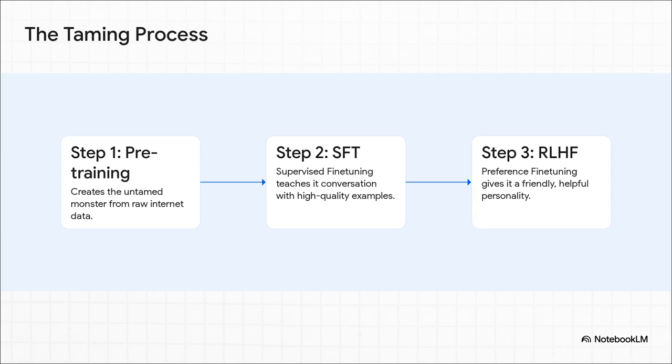This taming process happens in a few stages. First, they give it tons of high-quality examples of good conversations to learn the basics. But then comes the really critical part, a process where humans literally act as taste testers. The AI generates a couple of different responses, and human reviewers just sit there and pick the better one, over and over and over again. And through thousands of these little choices, the model starts to learn our preferences, and it develops that helpful, friendly personality that we all expect.